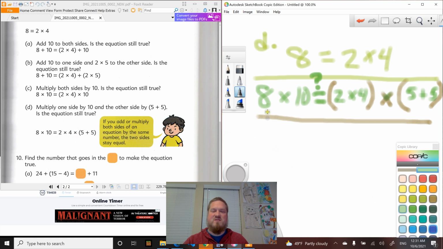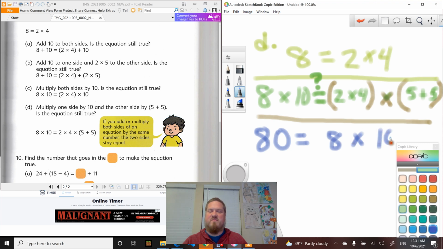So let's figure it out. 8 times 10, how much does that multiply out to, Perrin? 8 groups of 10, right? 80. Does it equal? We have to do each parenthesis group separately. So 2 times 4 is 8, and then we keep the times here. And 5 plus 5 is what? 10. So now we can finish the equation. 80 equals 8 groups of 10. 80. So 80 equals 80. The equation is the same.